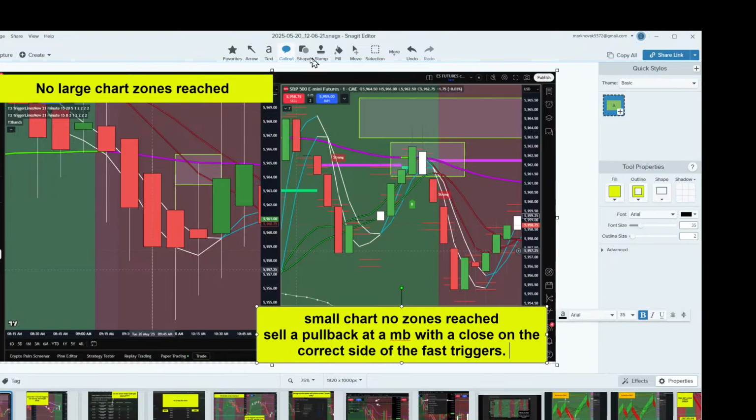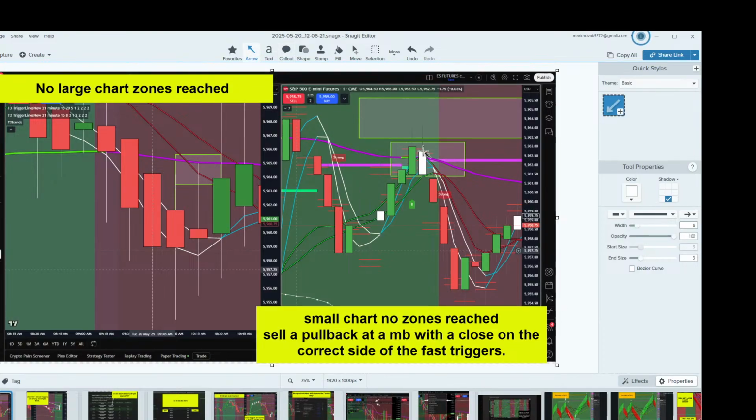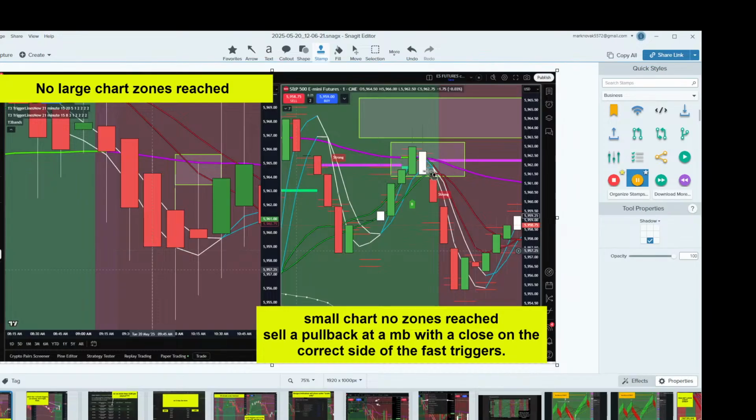Where on NinjaTrader, Jerry, you're used to getting in at an area inside of triggers, we're not doing that here. What we're doing here is finding our mid-band. I see it coming, not yet. I see it coming, not yet. And then you get that close below the fast triggers, go. And that's your trend trade as you go down. Once that bar closes, I'm putting my stop above that bar.